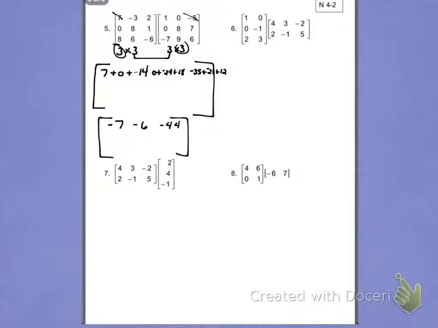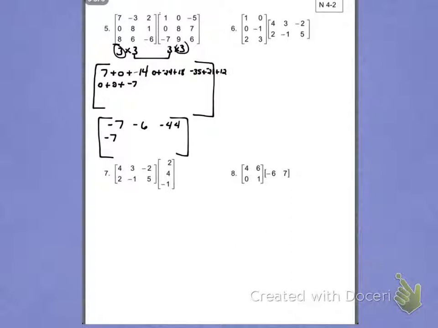Now we're ready to move down to the second row, first column. 0 times 1 is 0, plus 8 times 0 is 0, plus 1 times negative 7 is negative 7. So that's going to put negative 7 in that spot in our answer matrix.